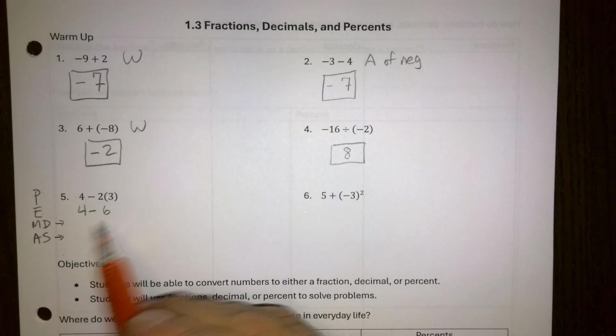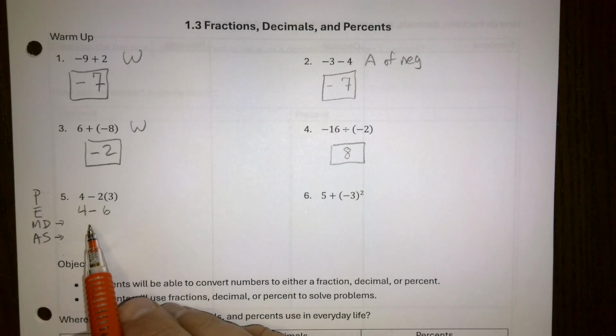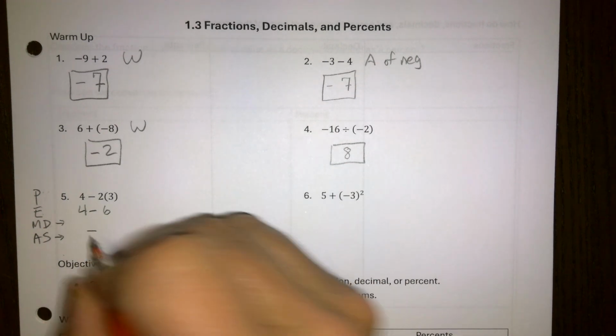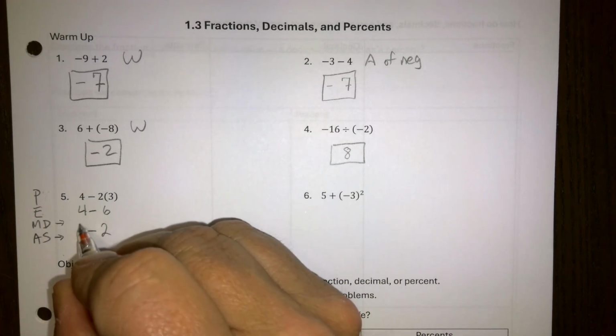And now our last step, we're doing addition and subtraction. Is this a war or an alliance? It is a war. The negatives win, and when I subtract, I get 2.